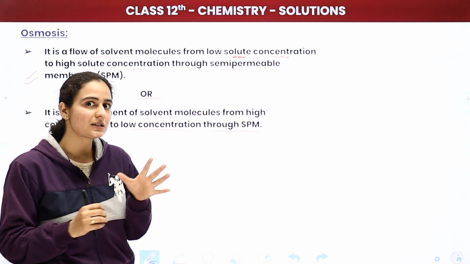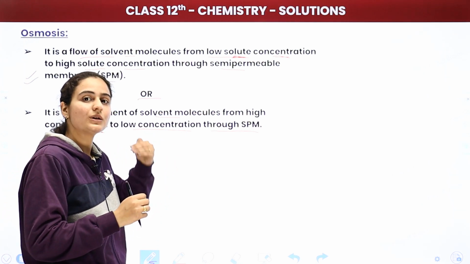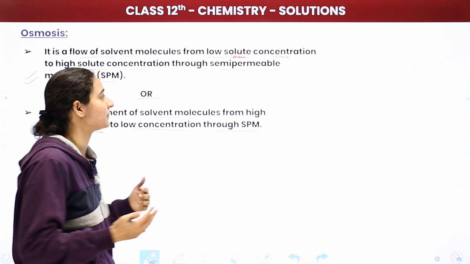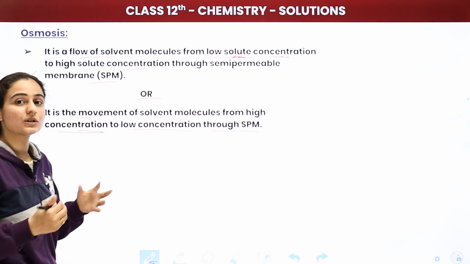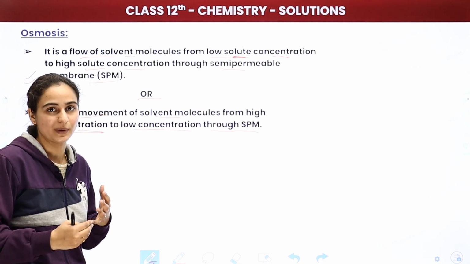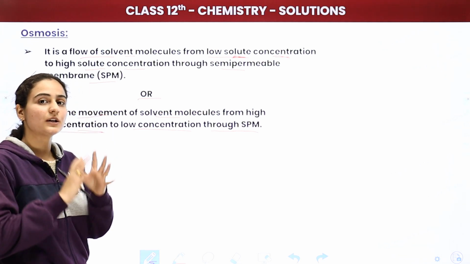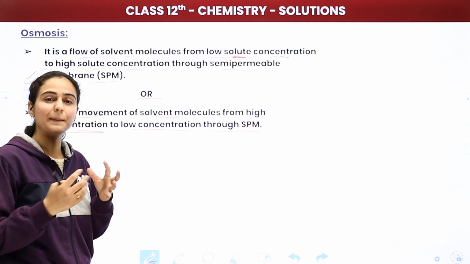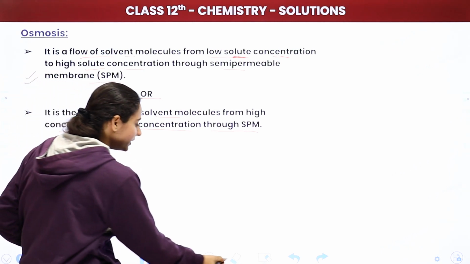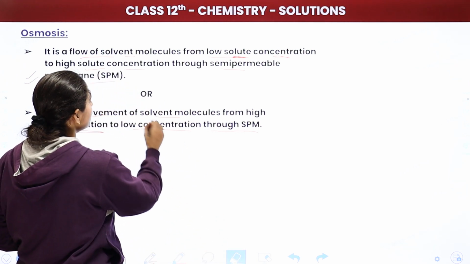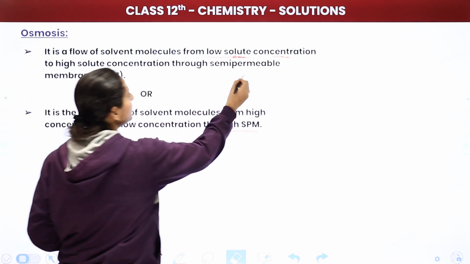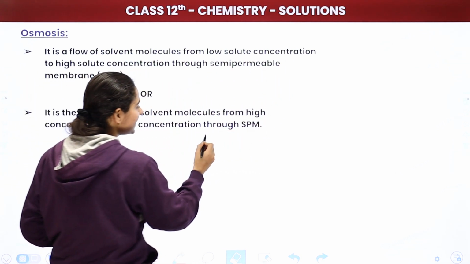So we can just remember it as low solute concentration to high solute concentration. So I have given the definition in terms of solute as well as in terms of solvent. So this way हमारा जो osmosis का definition है वो complete होता है and I hope सबको clear हो गया होगा. Now we will be talking about some more examples ताकि हमको ये concept बहुत अच्छे से clear हो जाए.